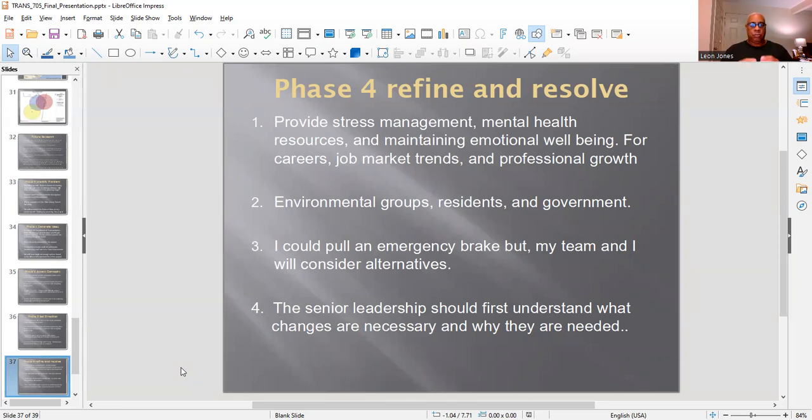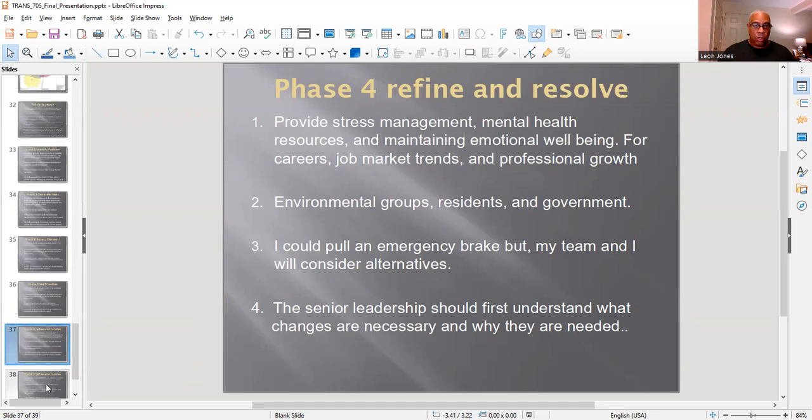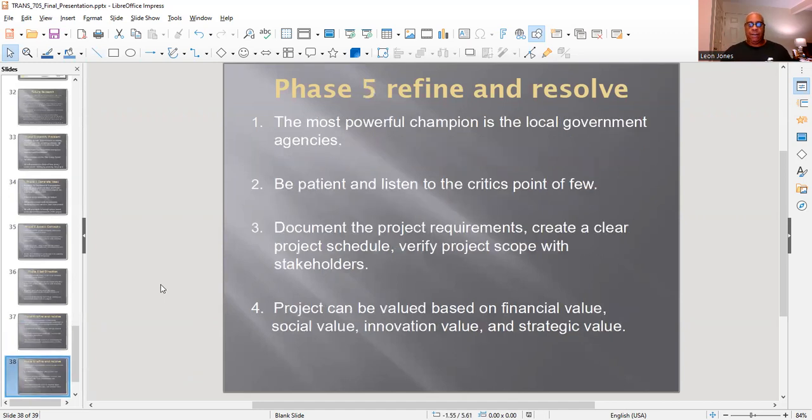Now, I can pull the emergency brake, but my team and I, again, we will continue to consider alternatives. And when it comes to dealing with any project, who's going to be on the leadership team? And if we have a leadership team, which we will have, the senior leadership should first understand what changes are necessary and why they are needed. That's phase 4.